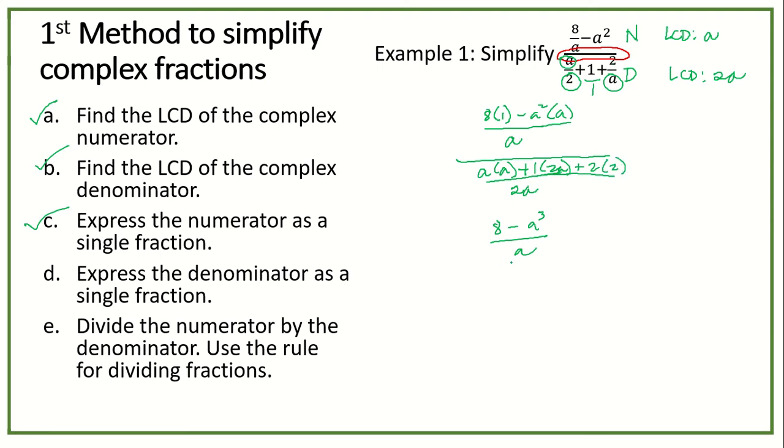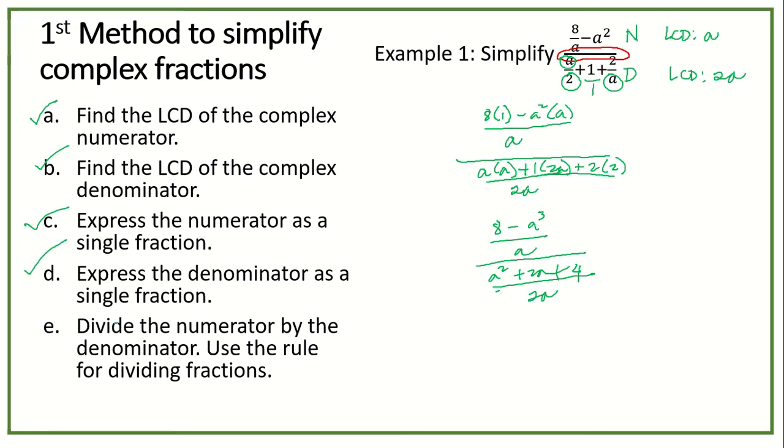So, let's just simplify. Main fraction bar. a times a is a squared. 1 times 2a is 2a. 2 times 2 is 4. Okay, so we're done with the fourth step.